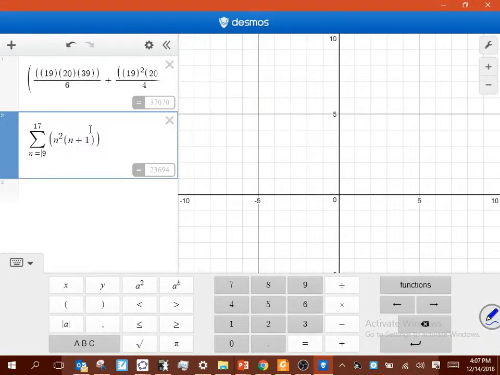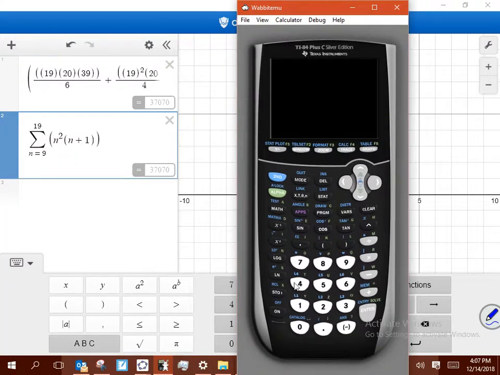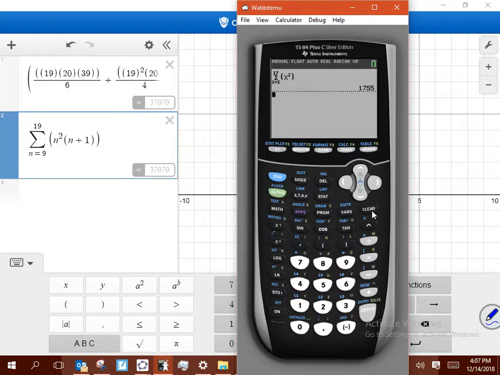Not going to 17, we're going to 19. So just make sure you type everything in correctly. But there you see that's giving me that thing there. The TI-83/84 has the same tool. Okay, now it's kind of hidden.